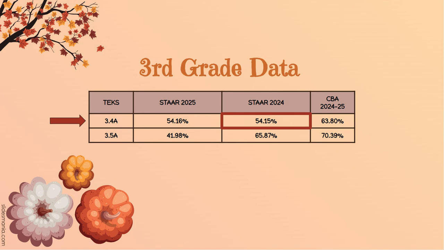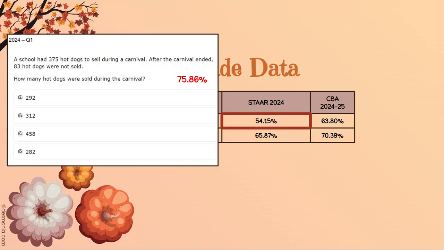All right, same TEAC in STAR the year before. 54% of our students got it correct. Again, it's made up of 2 questions. This first question, almost 76% of our kids got it correct. So a much higher percentage than what we've been looking at.